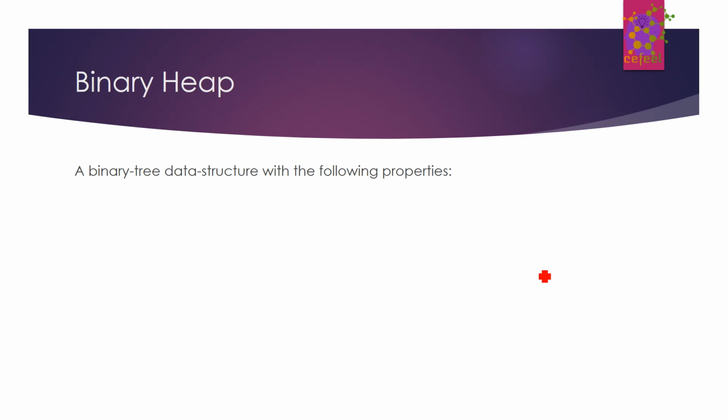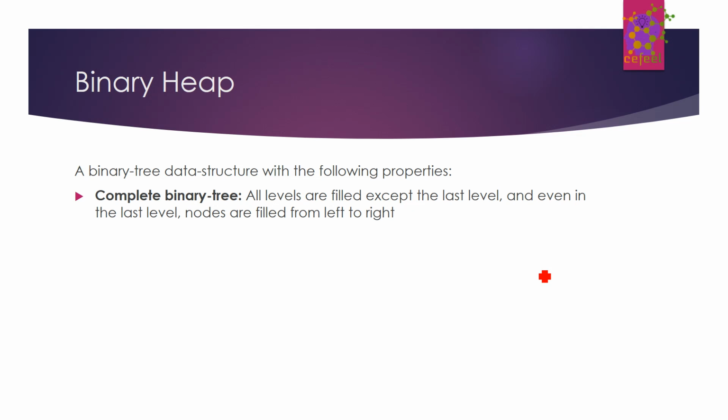So first of all, what is a binary heap? A binary heap data structure is actually a binary tree, nothing but a binary tree, but it has the following two properties. First of all, it's a complete binary tree, which means all the levels are filled except the last level. Only the last level can remain incomplete, and even in the last level, nodes are filled from left to right. So we cannot randomly have children in the last level. Even if there are children in the last level, those children should start from the left and go to the right. So that's the definition of a complete binary tree.